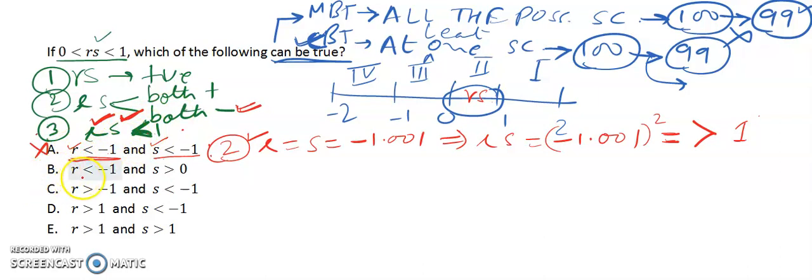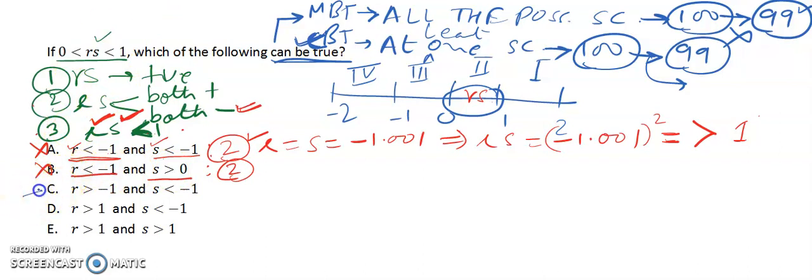Let's switch to option B. Option B says R is less than -1, that means R is negative, and S is greater than 0. Now this is violating our second condition, which is that both have to be of the same sign. They are not of the same sign. One is positive and one is negative, so this can never be the correct answer.